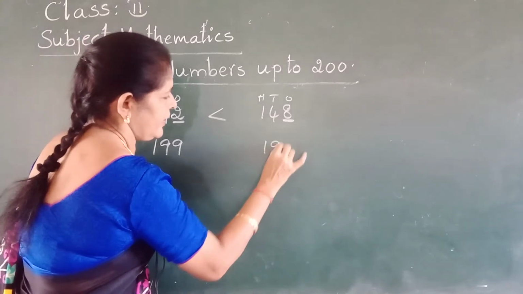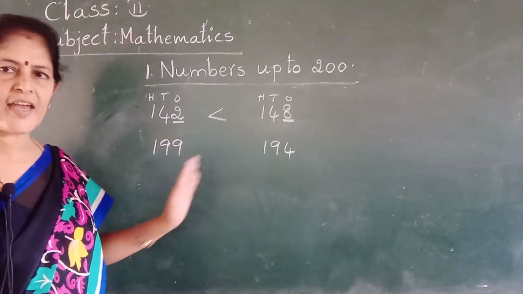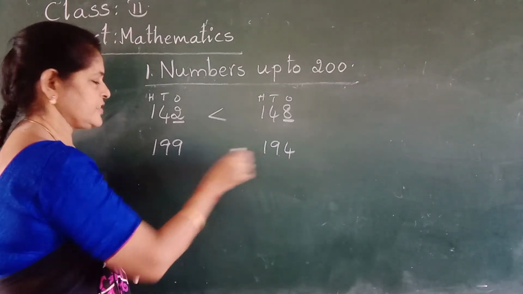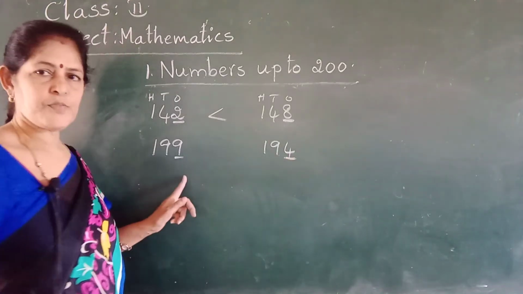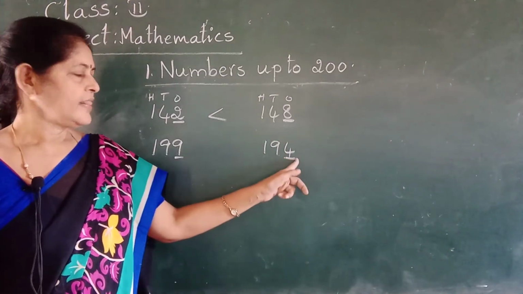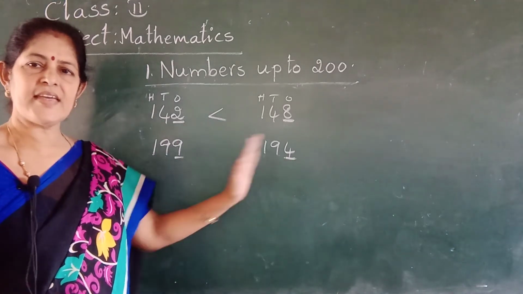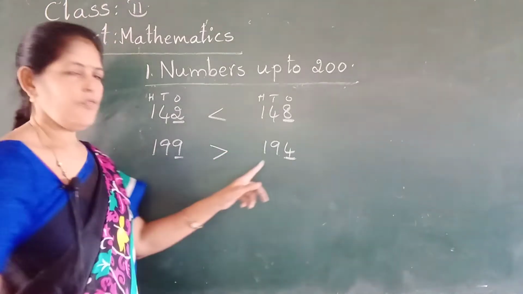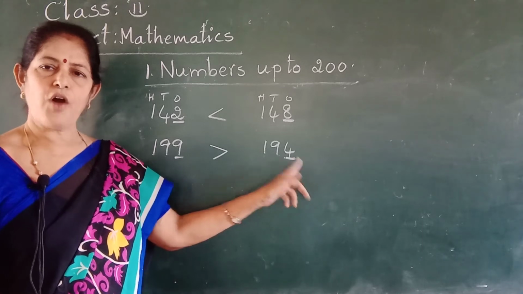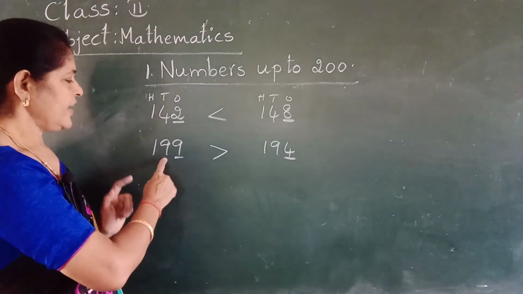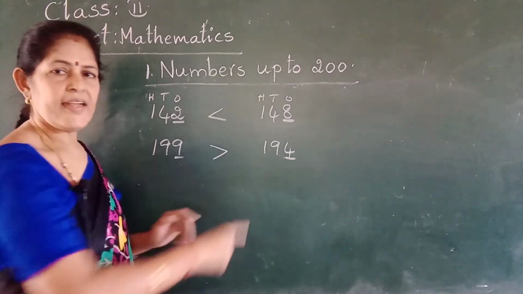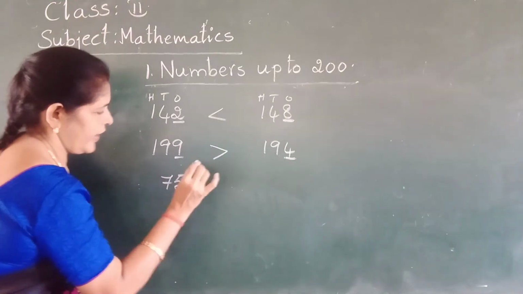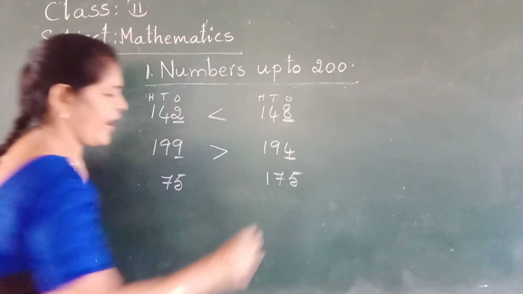199, 194. Both are 3-digit numbers. Hundreds place number is same. Tens place also same. Then going to compare ones place. Here 9 is there in the ones place. There 4 is there. That means 9 is greater than 4. That means 199 is greater than 194. Understood? How to compare the given number? That means 199 is big. 194 is small.